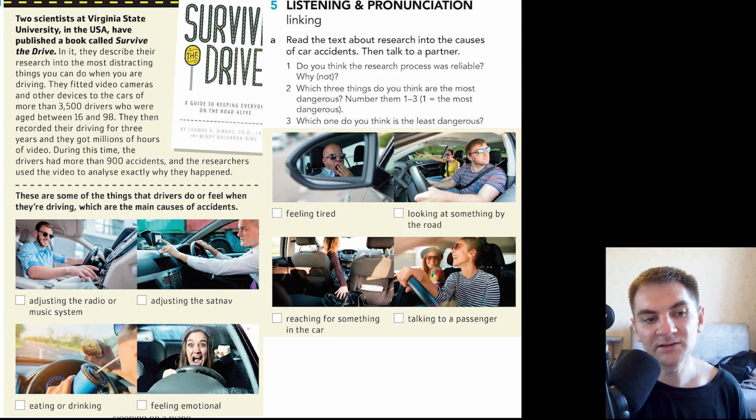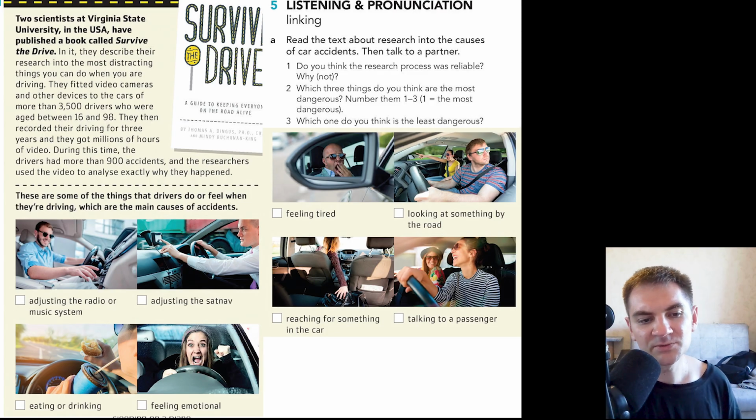Number 2, look at the list of 8 things. Which 3 do you think are the most dangerous? Number them 1, 2, 3, where 1 is the most dangerous. For example, I think number 1, feeling emotional, is the most dangerous because you can't concentrate. Then 2, reaching for something, and 3, feeling tired. It's something like that. It will be your own ideas.